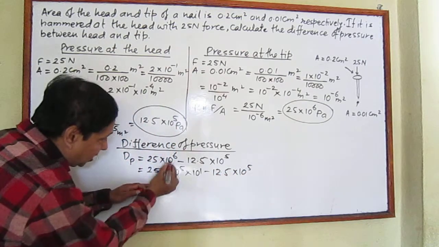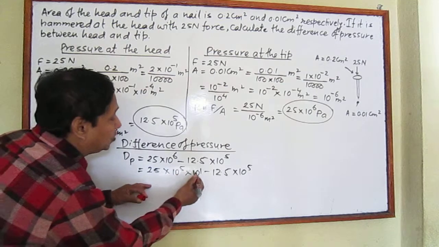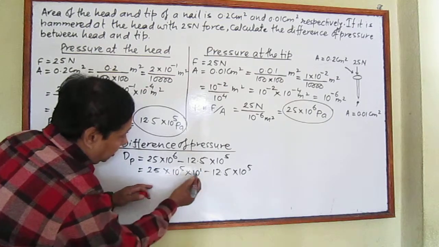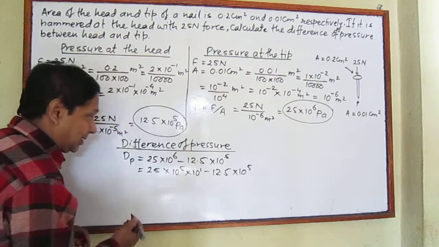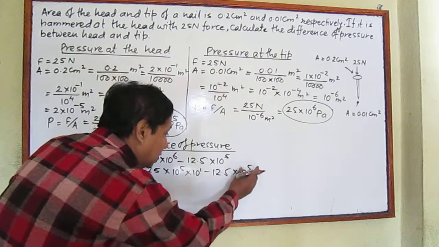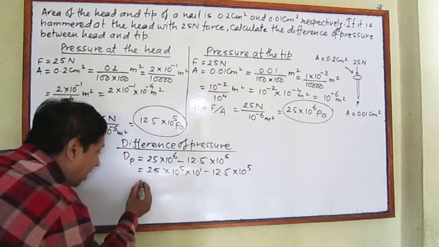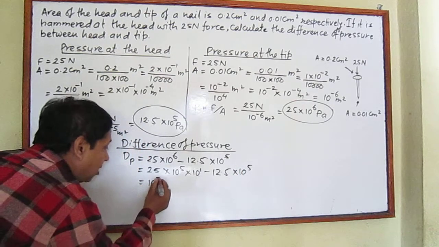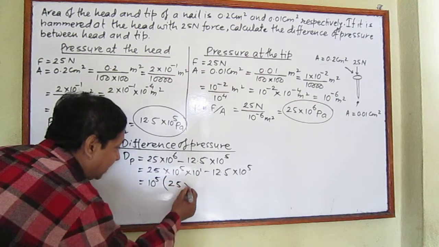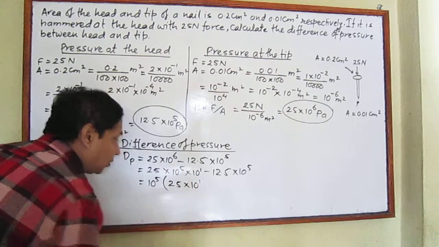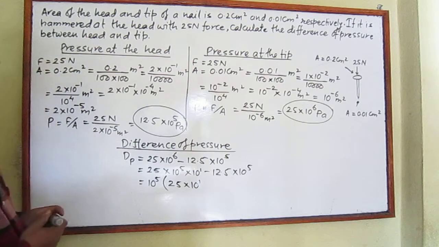Why am I writing it this way? 10 to the power 6 is written as 10 to the power 5 into 10 to the power 1, because 5 plus 1 is 6. But I want to write it this way because I want to take the common factor. 10 to the power 5 can be taken as common. Now 25 into 10 to the power 1 is left on the left hand side.